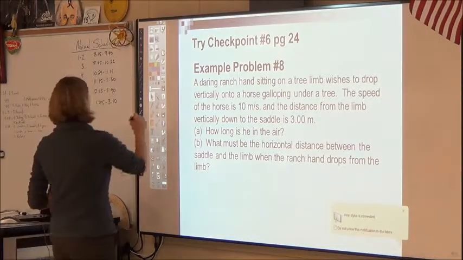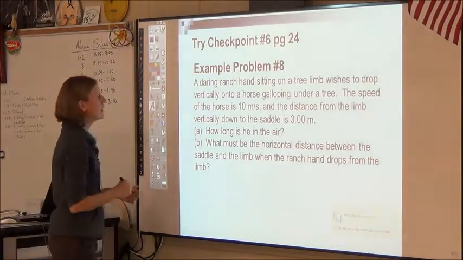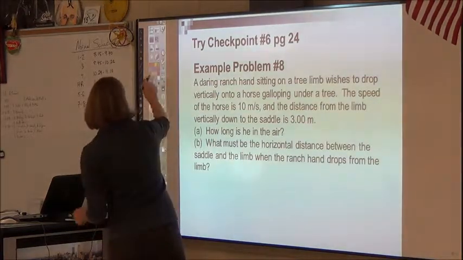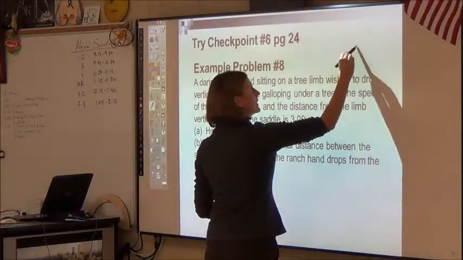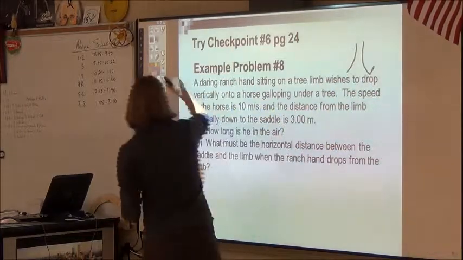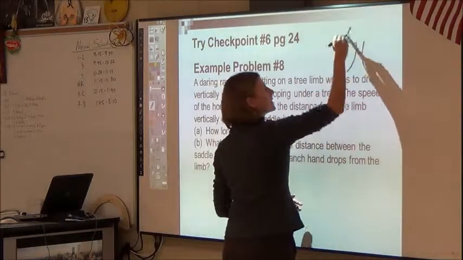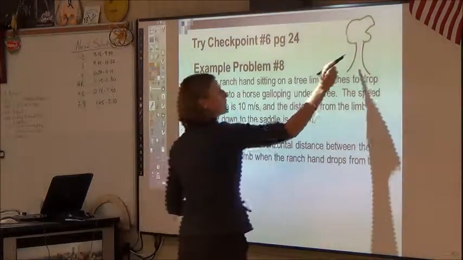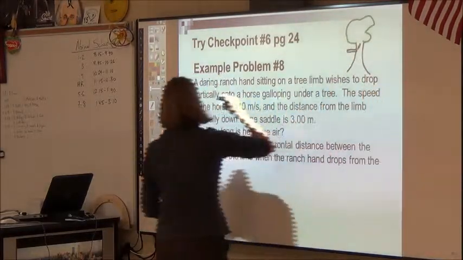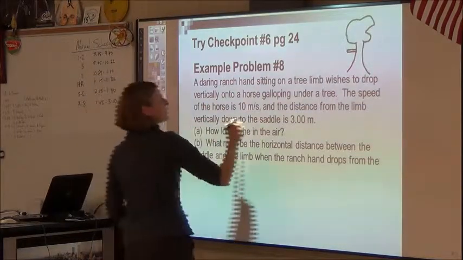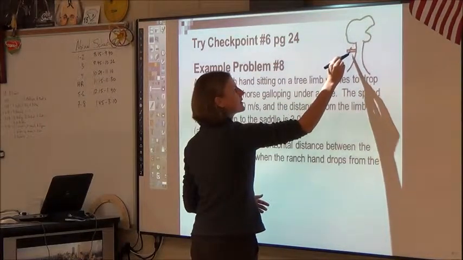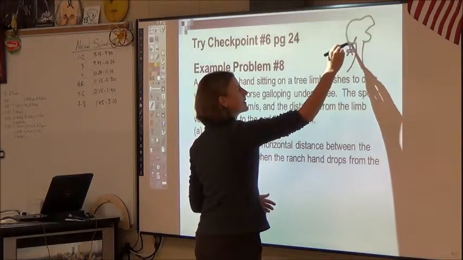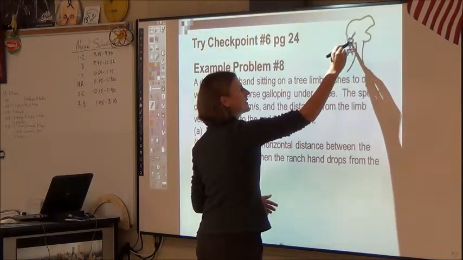I like to draw this one. I'm very good at this. A daring ranch hand sitting in a tree. Okay, hold on. Let me get my tree. All right, colors. Tree branch. He's wearing blue jeans. And a blue shirt, and he has a blue head. Okay.